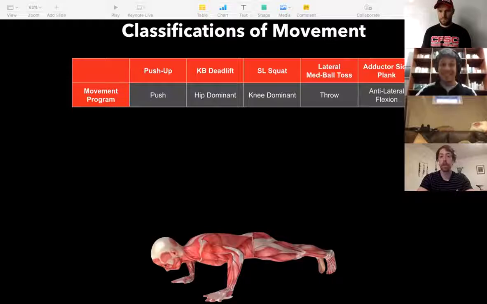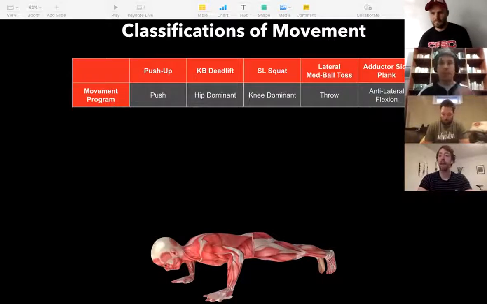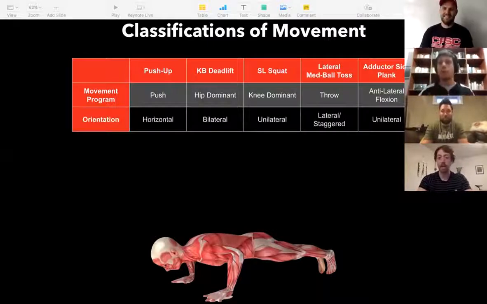All right, push-up, that's a push. Kettlebell deadlift, it's hip dominant. A squat, that's going to be knee dominant. Lateral med ball toss, that's going to be in our throwing category. And then adduction, that's going to be anti-lateral flexion, right? So that's pretty simple. And then we can add the second layer onto it.